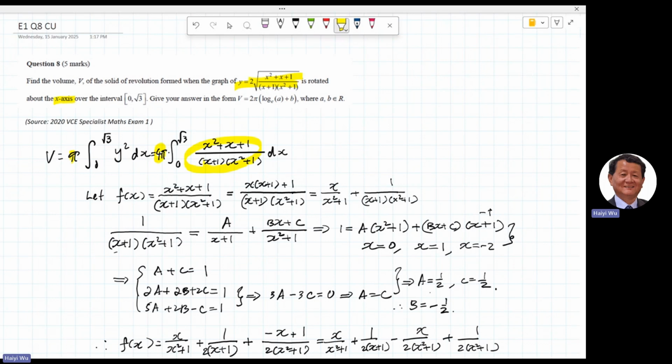So I'm going to use partial fractions to solve this. It's a pretty long process.